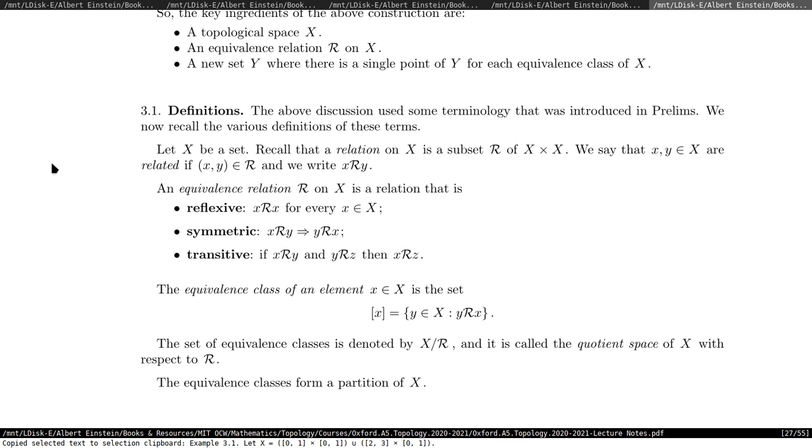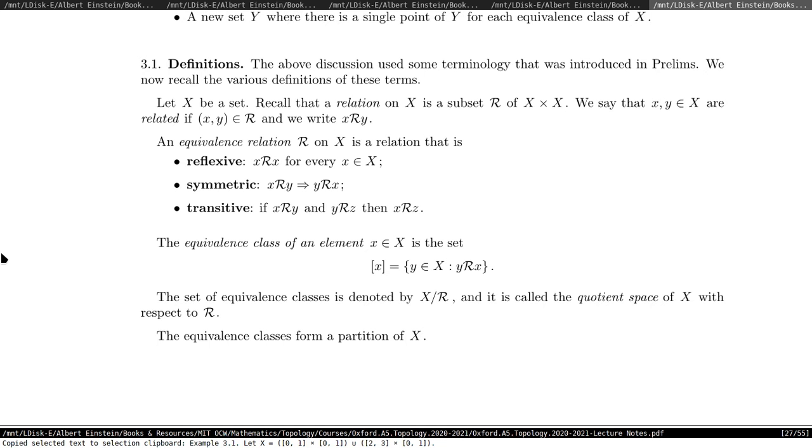Probably everyone knows what a relation is. It's just taking two things and having a way of operating on those two things, right? So if you have an ordered pair, and if you have a relation between them, then you write X R Y. A specific kind of relation is the equivalence relation, which is reflexive, symmetric, and transitive.